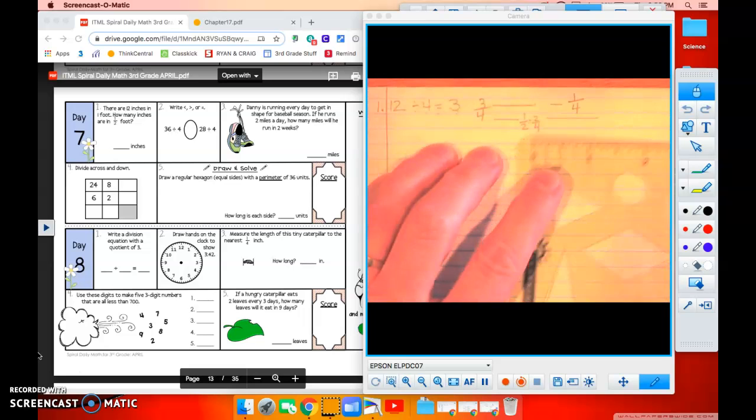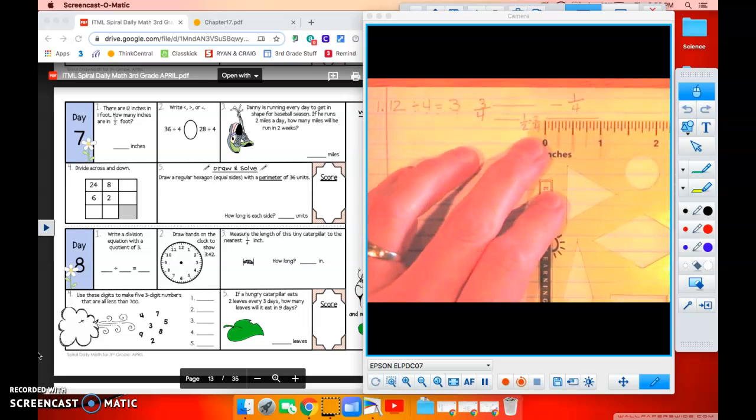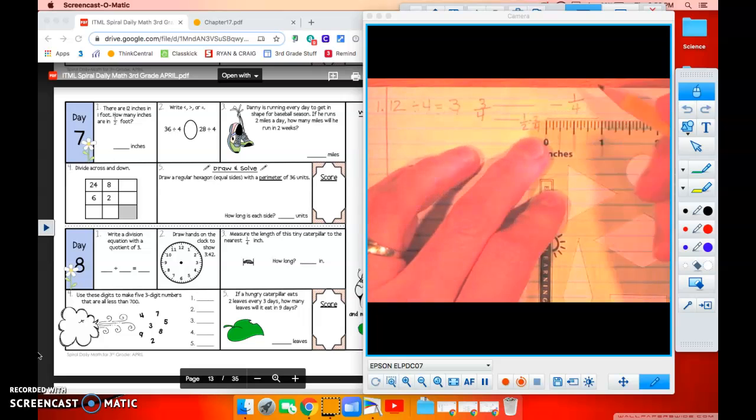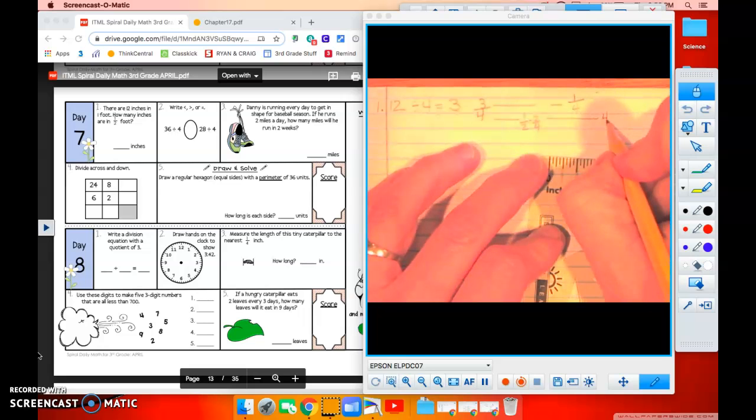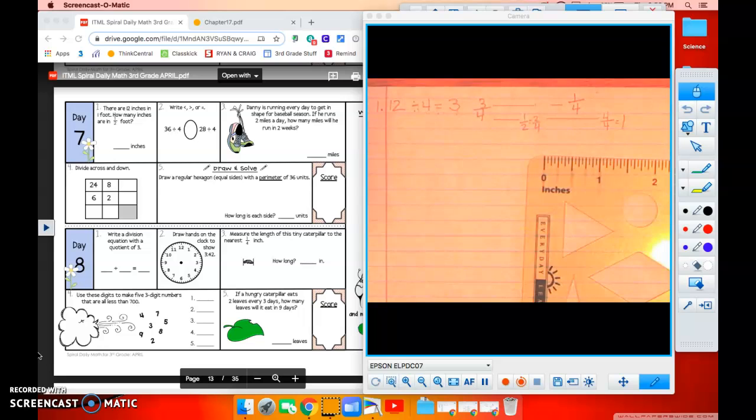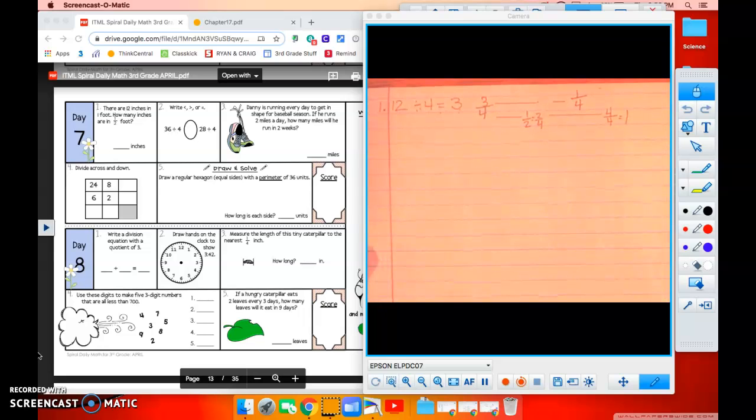And our very last one for this problem is right here. I have a 0 to, and that's just about 1 inch. So 4/4 or 1 inch. Okay? All right, let's move on.